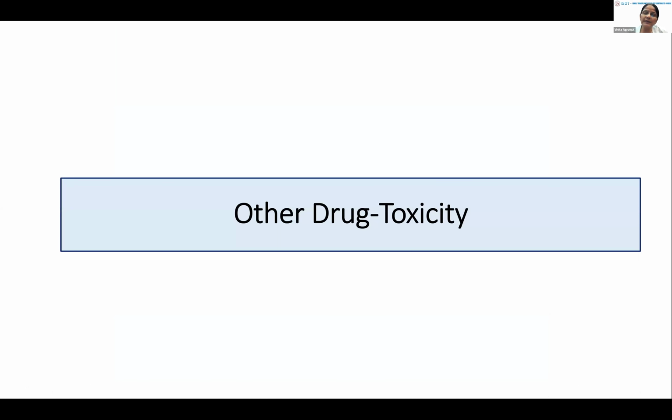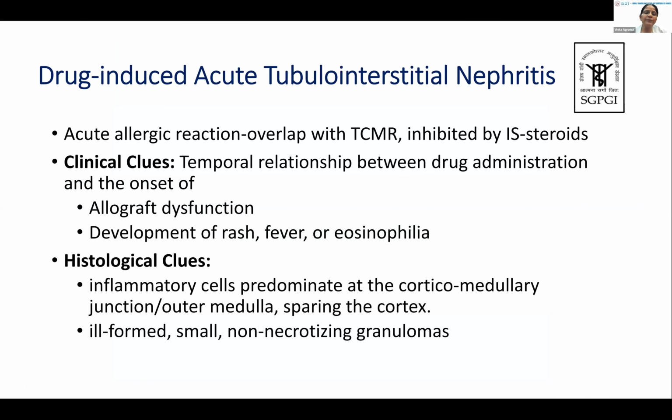So now, after covering the most important topic, that is CNI-associated toxicity, which is the most commonly encountered, let us look at other drug toxicities in the transplant biopsies. So the drug-induced acute tubulointerstitial nephritis can occur because of various drugs that these patients receive, maybe antibiotics and other drugs. And basically, it occurs due to an acute allergic reaction. And because it is an acute reaction, it may also overlap with T-cell mediated rejection and is also modulated and inhibited by immunosuppression like steroids. So that is why you may not have a clear-cut picture of an acute tubulointerstitial nephritis, with a lot of overlap with TCMR.